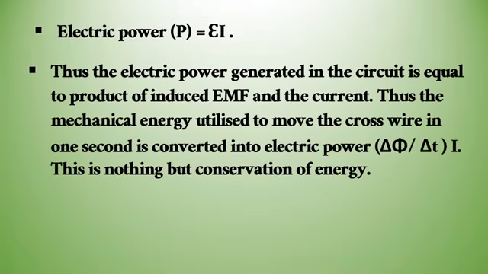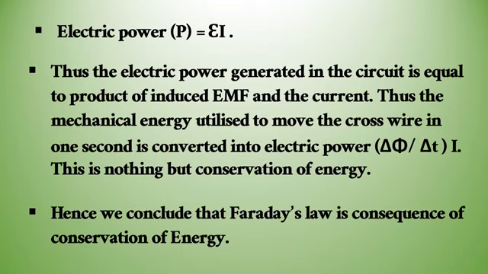Thus, the electric power generated in the circuit is equal to the product of induced EMF epsilon and the current I. Thus, the mechanical energy utilized to move the crosswire in 1 second is converted into electric power, delta phi by delta t into I. This is nothing but conservation of energy. Hence, we conclude that Faraday's law is a consequence of conservation of energy.